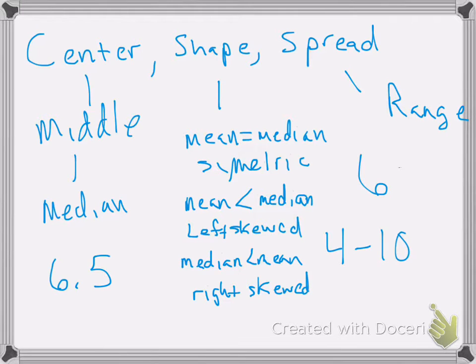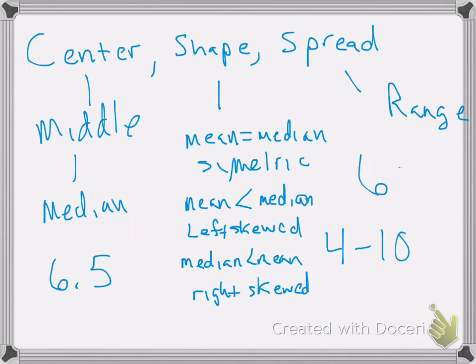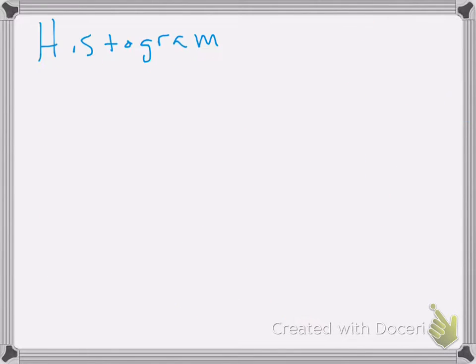Okay? In my case, I look at my mean and median. My median is less than my mean, because 6.5 is less than 6.6. So since my median is less than my mean, it is right skewed in my case.